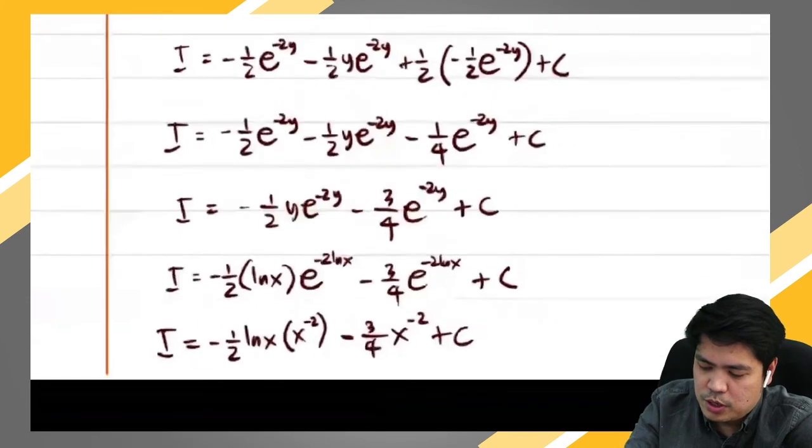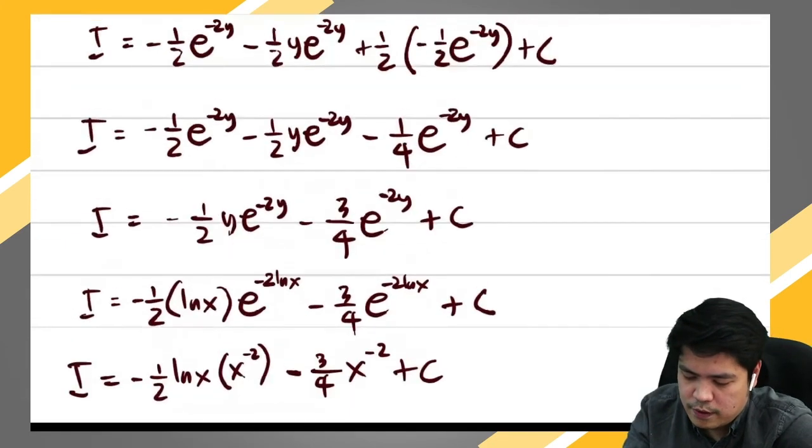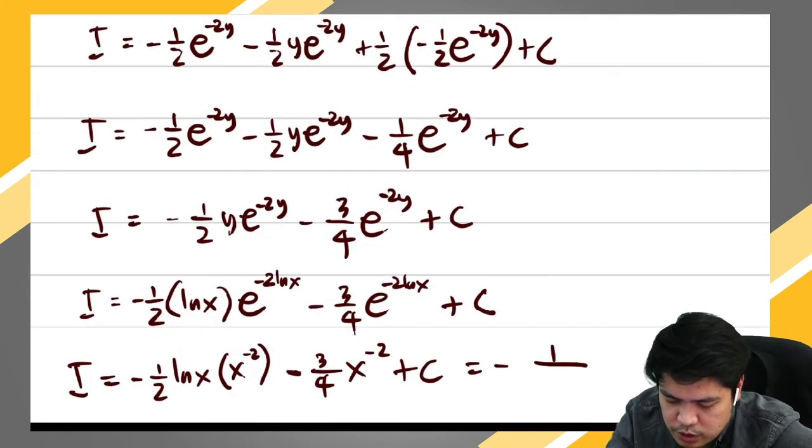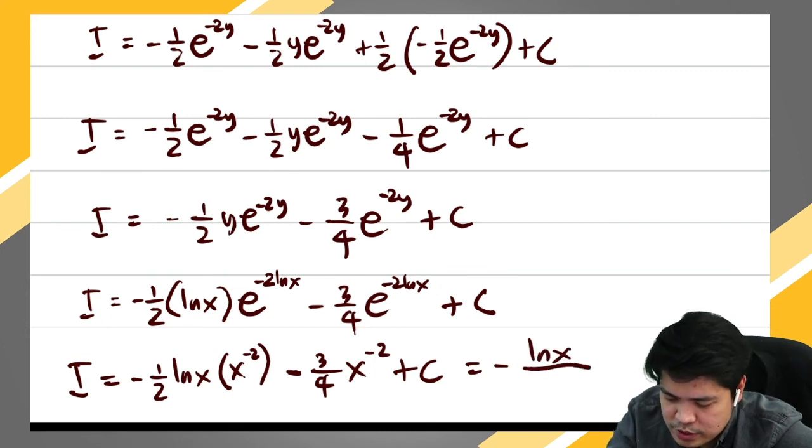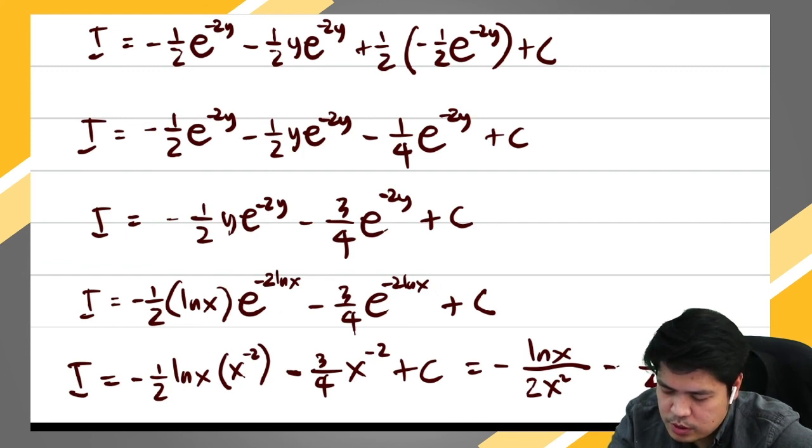So, what would be our final answer? Dito ko na nalagay. Negative ln x over 2x squared minus 3 over 4x squared plus c.